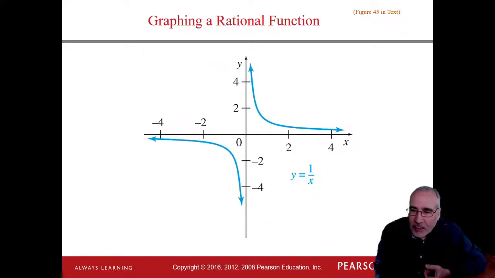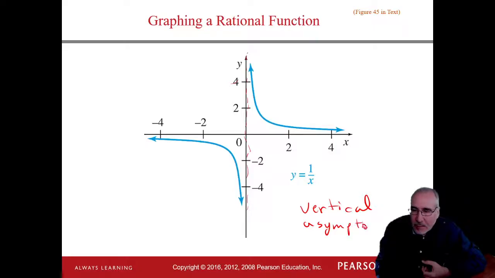So again, you could see when x is equal to 0, it would be undefined, and so there's a vertical asymptote here at x equals 0, which is the y-axis. The y-axis is our asymptote. On one side, it's shooting up to positive infinity. On the other side, it's shooting down to negative infinity. Okay, so we could say the vertical asymptote is going to be at x equals 0.